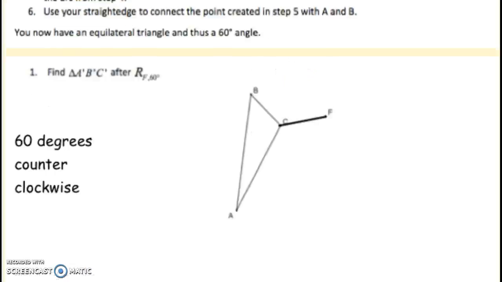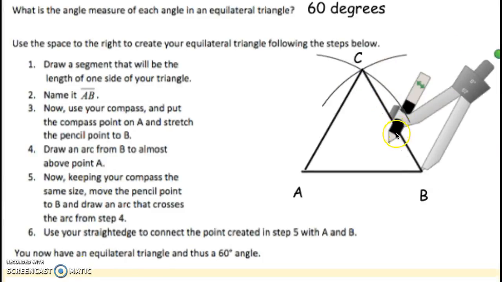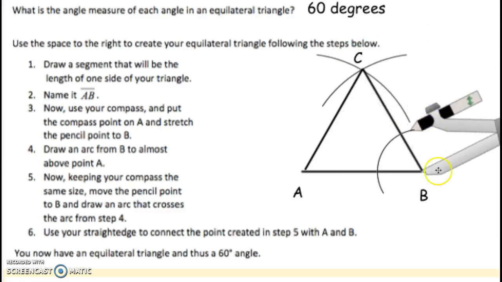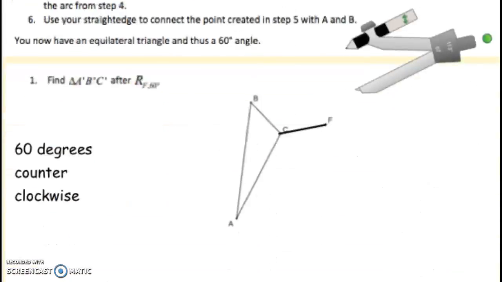So we're going to go up to our equilateral triangle, and we're going to copy this angle. So here's my compass, and I know I want to copy that angle. So I'm going to start with my compass open an arbitrary amount. I'm going to draw an arc that goes through both sides of that angle. And now I'm going to bring this down, and I'm going to do the same thing.